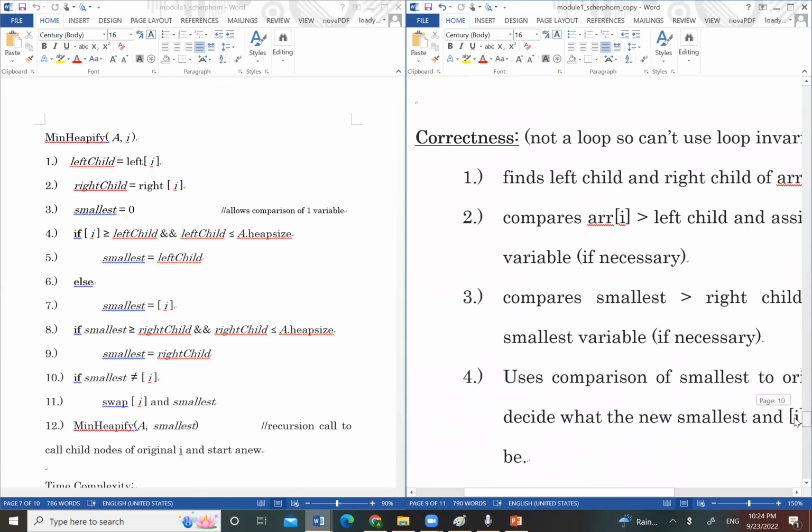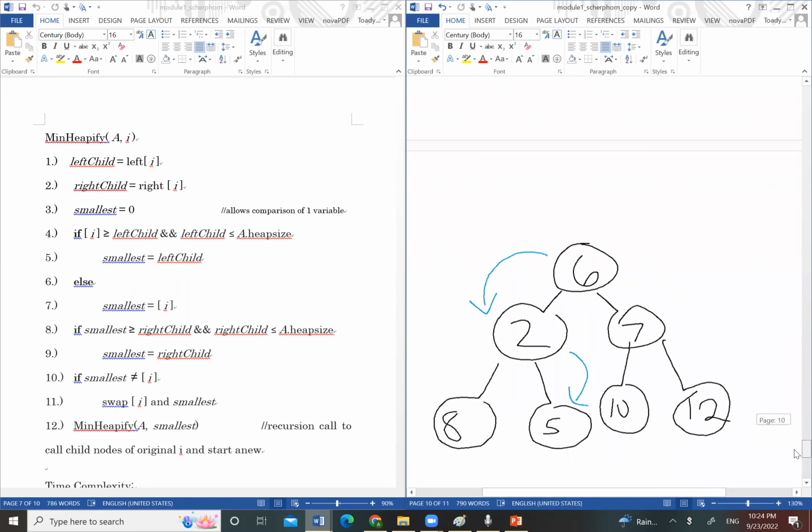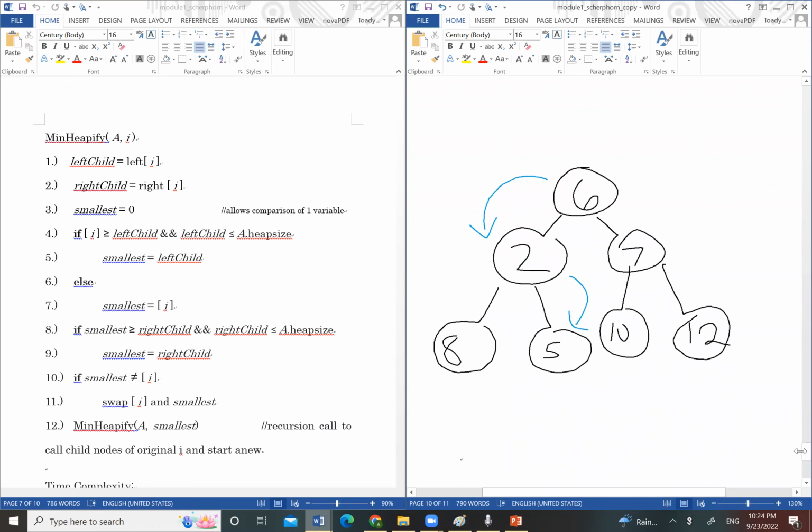Now for the correctness, it's a little difficult because there is no loop. So I don't believe I can do loop invariant, but I can try to explain this again a little bit better. So basically this algorithm will always compare the parent to its two children, find the smallest of the three, and switch if the parent is not the smallest, because it's a min heap. The parent needs to be the smallest of the three in the heap size.